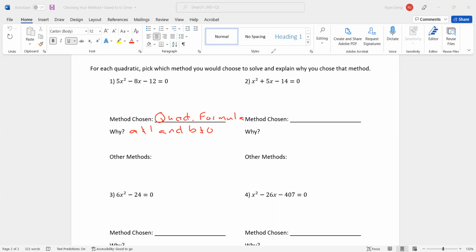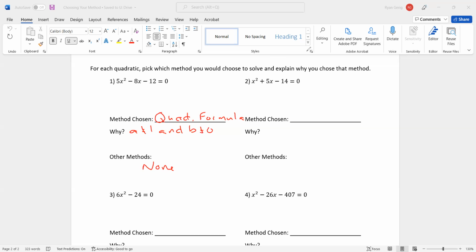This would be a very difficult one to factor. It'd be a very difficult one to complete the square. Can't use square roots, and graphing we just don't choose. Other methods to use, you might be able to factor it, but I would probably say on this one, you almost have to use quadratic formula. Okay.